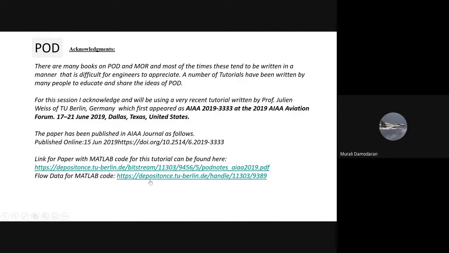There is data for the MATLAB code, and segments of the MATLAB code are in this paper. The reason for using this is to have some of you go through this tutorial with the data and learn the things by yourself. That was my prime motivation for using this tutorial as a base. So everything you see from here onwards is actually taken from this paper.